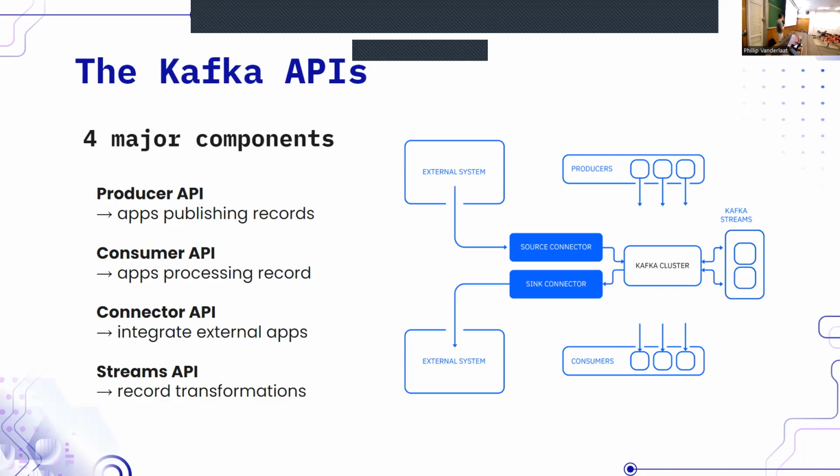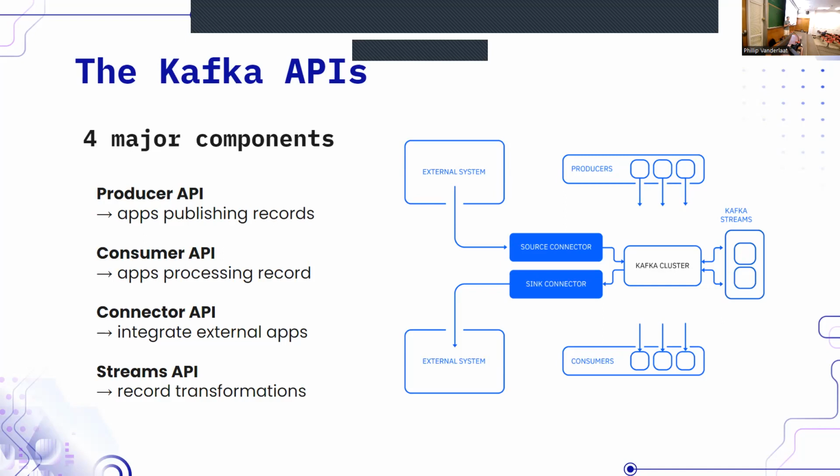These next 2 are called the connector API and the streams API. Now, these are a little less popular, but they're really powerful. I haven't used them myself, but these are the 4 main building blocks of what Kafka is. So the idea is, with producers you publish records, with consumers you read those records. Now you have the Streams API.